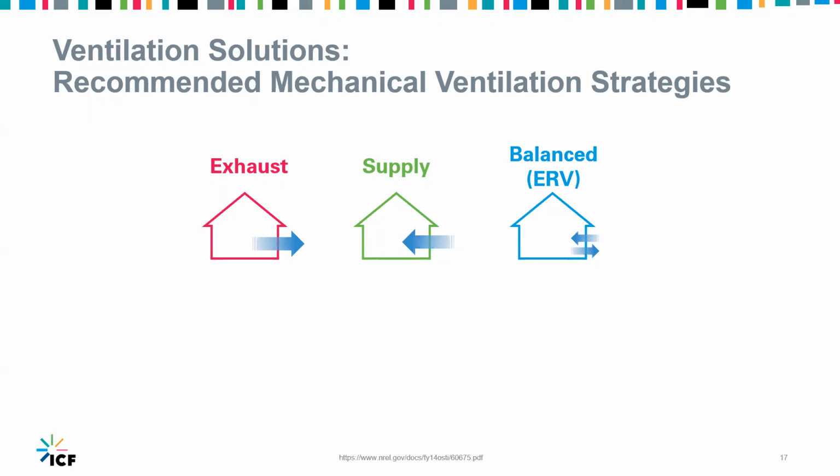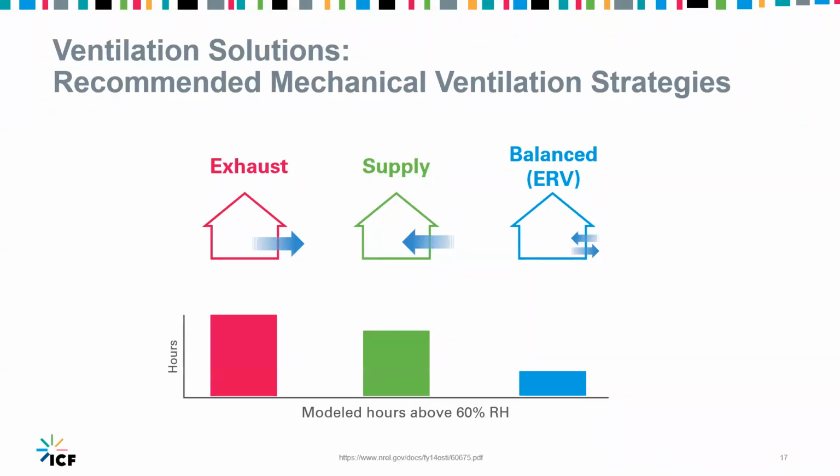I have ERV listed here because, unlike an HRV, an ERV does recover some latent heat, which can help with humidity control some. So which one of these is best for humidity control? I linked to a study at the bottom here that NREL did that looks to answer that question. Of course, there's going to be a lot of variation based on the home you're looking at and where it's located. But the gist of what they found is that an exhaust system is basically going to be the worst from a humidity perspective. A supply system does a little bit better, and ERVs tend to do the best.